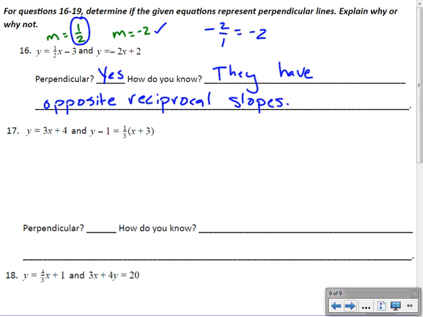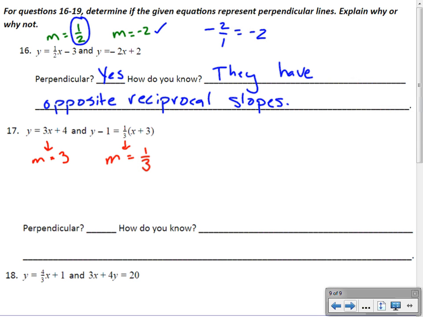So let's look at it in a slightly different format here. Y equals 3x plus 4, that has a slope of 3. And if I have something in point slope form, I don't even need to solve for y this time because I don't need to know the y-intercept. I just need to know the slope. But the point slope form gives us the slope. It's this number in front of the parentheses. So our second one here has a slope of 1/3.